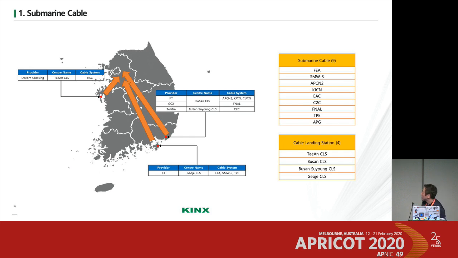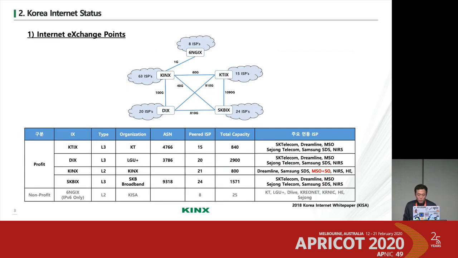What about the internet in Korea? In Korea, we have four main IXs, internet exchanges, including layer 3 and layer 2. Those three layer 3 IXPs are operated by major ISPs in Korea, KT, SK Broadband, and LG Uplus. So we have KTIX, run by KT, DIX, run by what used to be Dacom, now LG Uplus, and SKBIX by SK Broadband. Again, those are layer 3 IXs, which means they do not usually do settlement-free peering, but only paid peering.